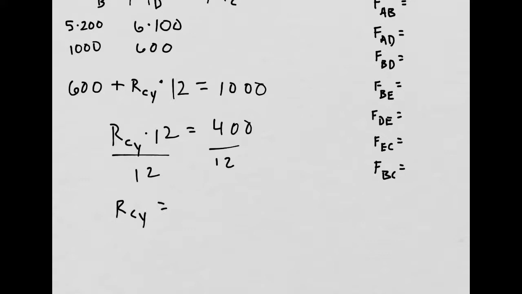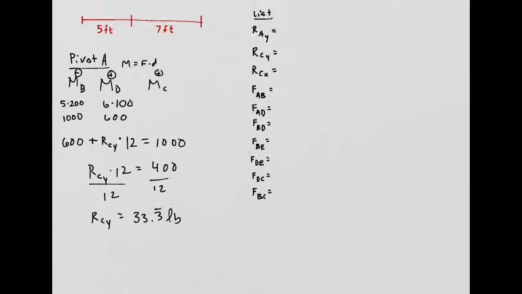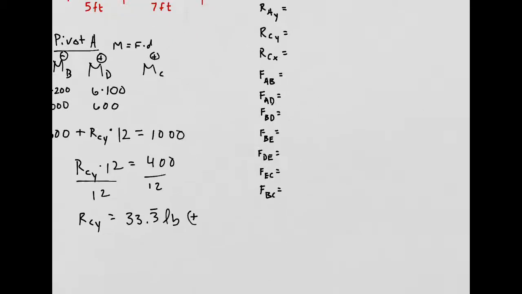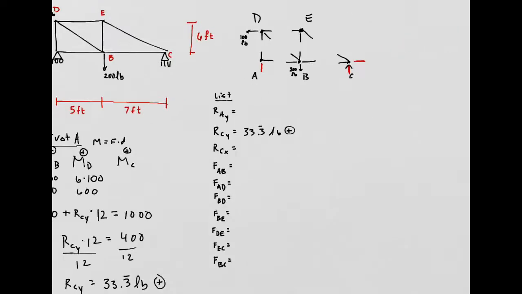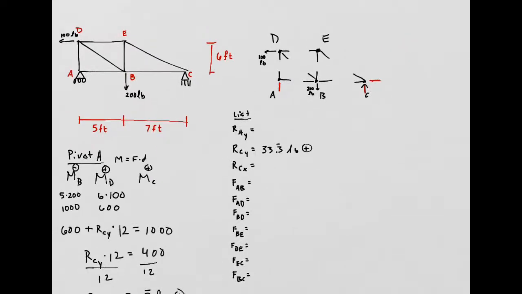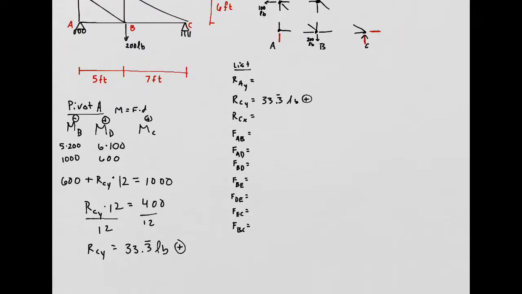RCY is 33.3 repeating pounds of force, and that's in the positive direction. We already decided that RCY is 33.3 lb in the positive direction. Okay, that's very nice. So that's pivoting at A.